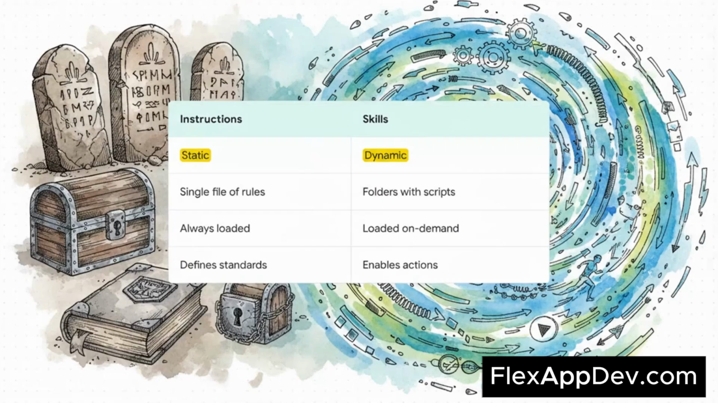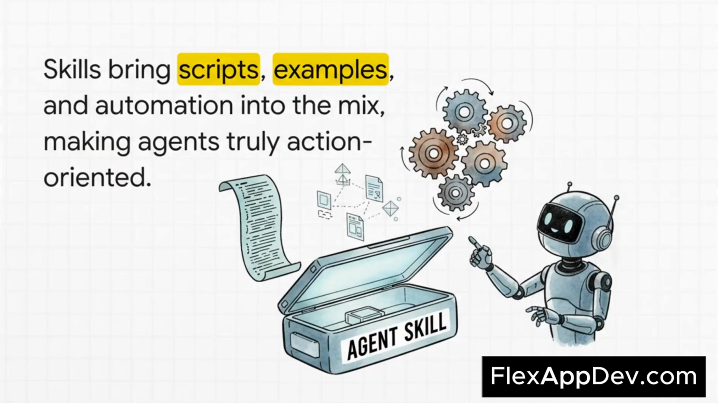Good question. The biggest difference? Skills are dynamic. They're all about action, and they only load when you need them. Right, so they're not just text. They bring real automation, scripts, and other resources to the table.